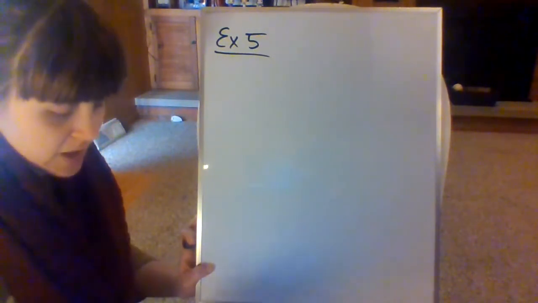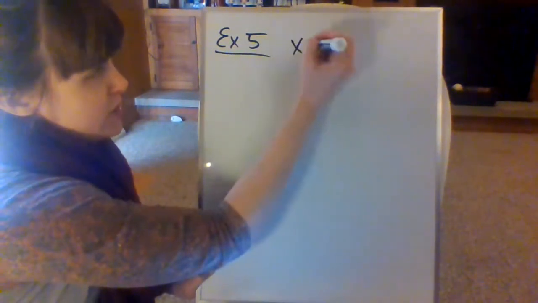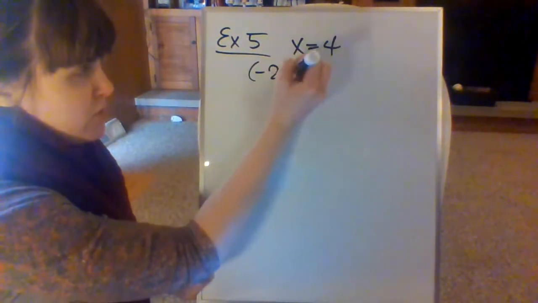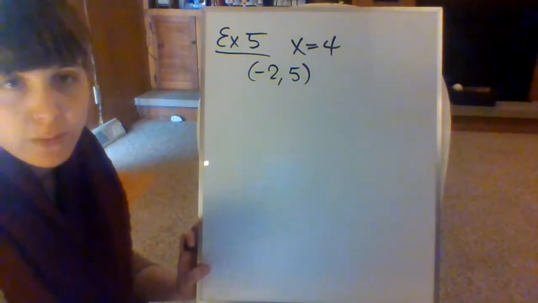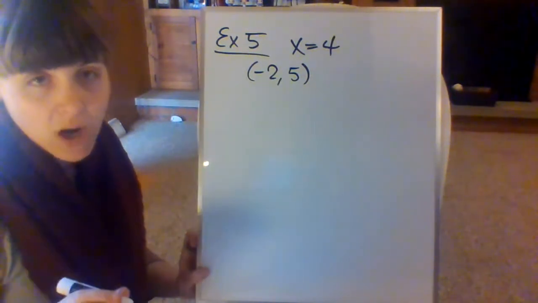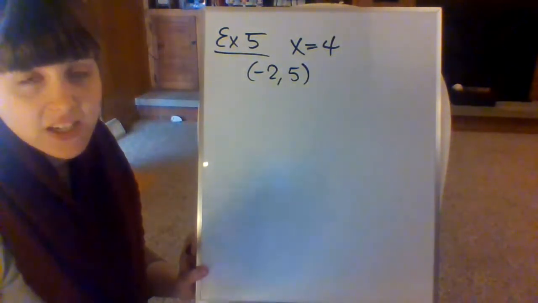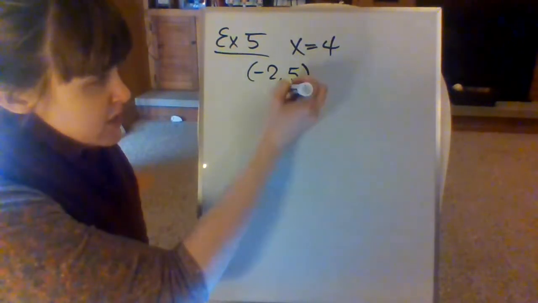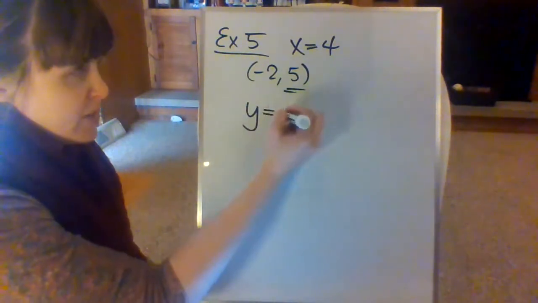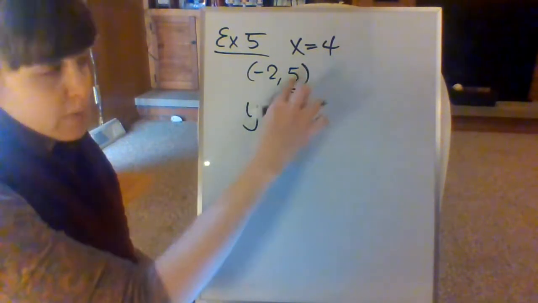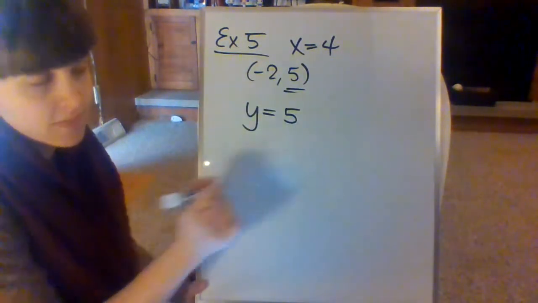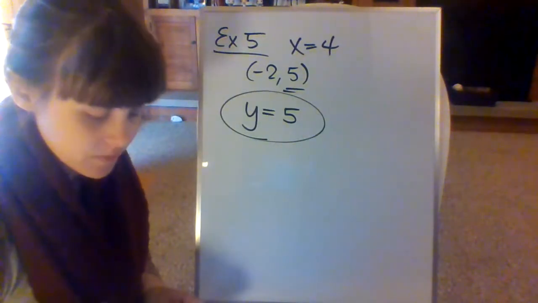Alright, example 5. Write the equation of the line that is perpendicular to x equals 4 and passes through -2, 5. Alright, so perpendicular to x equals a number, I've said this like 4 times now, is going to have to be y equals a number, and it's going to have to be the y of your point. So what is the y of our point? 5. So perpendicular to x equals 4 and passes through this point, -2, 5, is going to be the line y equals 5. Okay, so that's it.